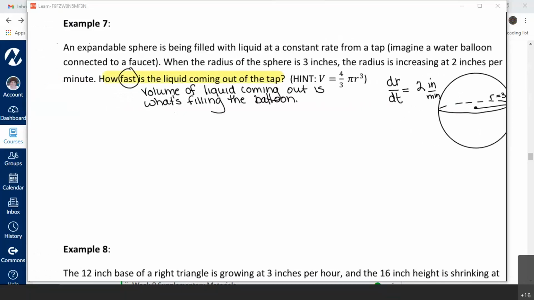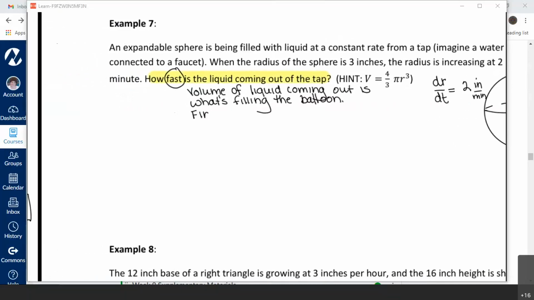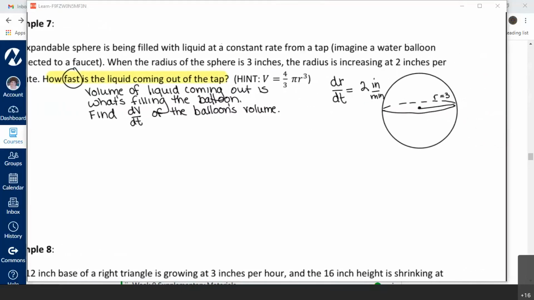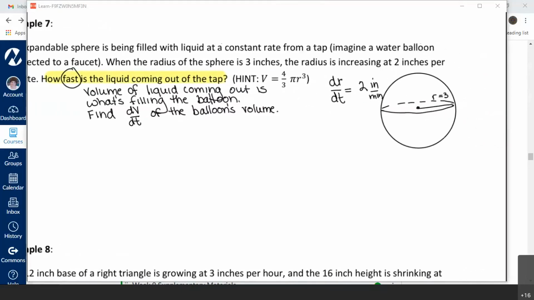So you need to find dV/dt of the balloon's volume. Okay, you need to find the rate of change of the balloon's volume. In other words, the water that's coming out of the tap is filling up the balloon. So to find how fast the liquid's coming out of the tap, that's going to be in what? Well, you're measuring the radius in inches and time in minutes, right? Your rate is going to be cubic inches per minute.